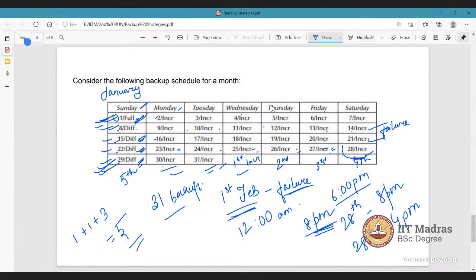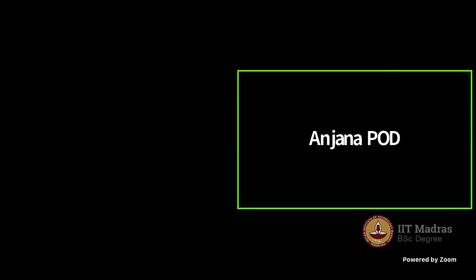Okay, so if no one has any doubt, then we can head to the periodic session. Anyone? Okay, so we'll head to the periodic session then.